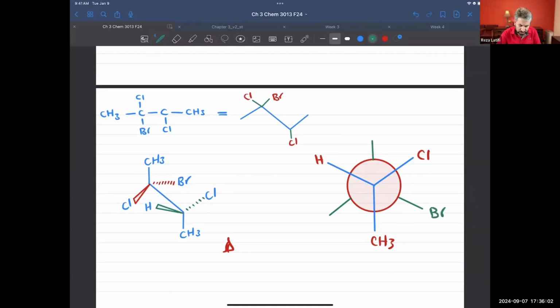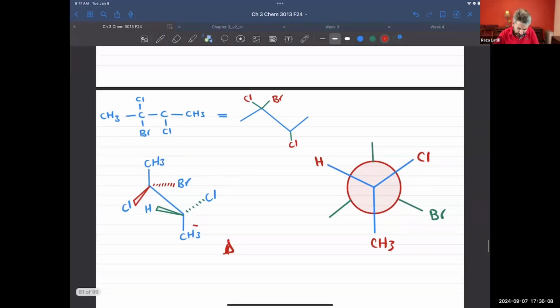Next, what's the dihedral angle between the 2 methyl groups? This is the front methyl, and I wrote it there. Where is the back one? The back one is here. That's the second methyl group. So the second methyl will be there.